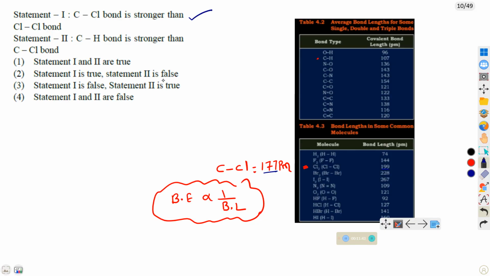C-H bond is stronger than C-Cl bond. Yes, this statement is also correct because C-H bond length is 107 picometers and C-Cl bond length is 177 picometers. Bond length is inversely proportional to bond energy. Based on that, both the statements are correct.